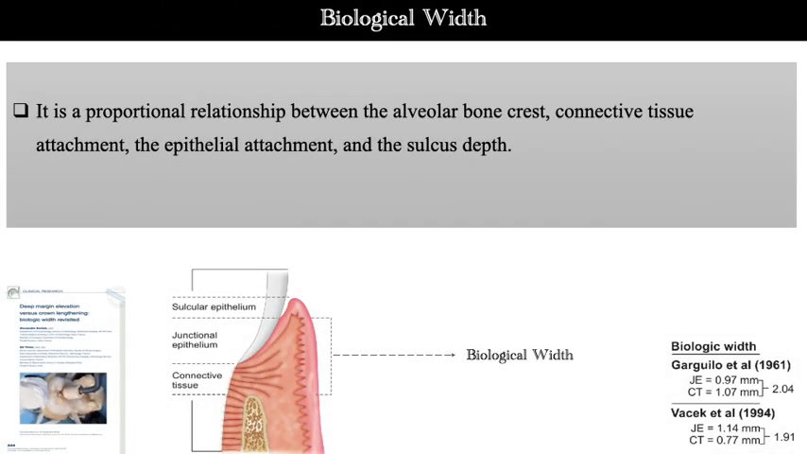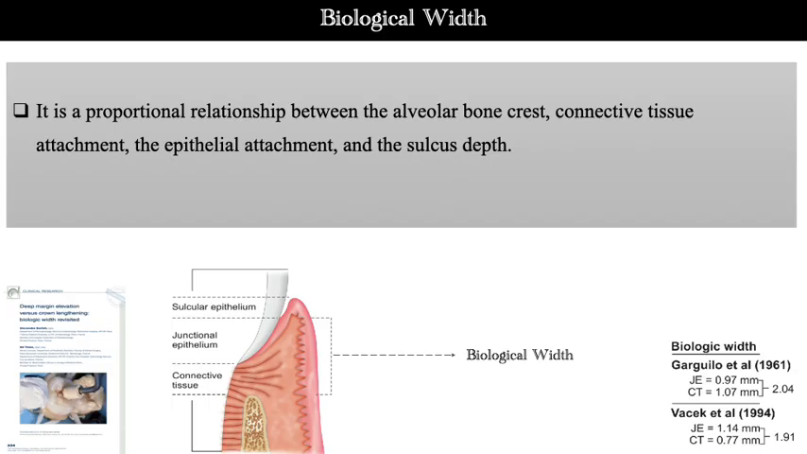The next fact that has to be put forward here is the biological width. This is an age-old concept, and we would have heard that we should never violate the biological width during a restorative procedure. Biological width is nothing but the sum of both the junctional epithelium as well as the connective tissue. So, the thickness of both of these together forms the biological width.